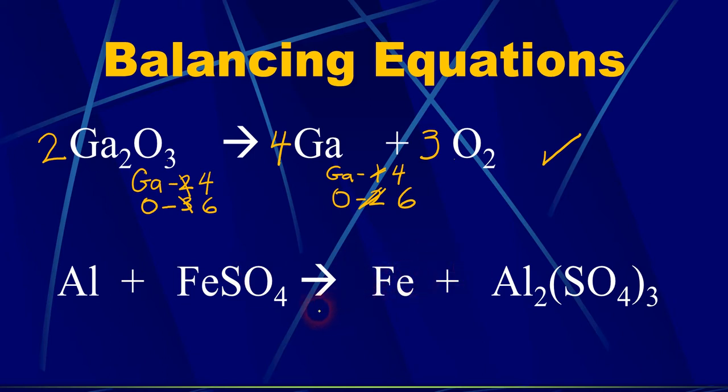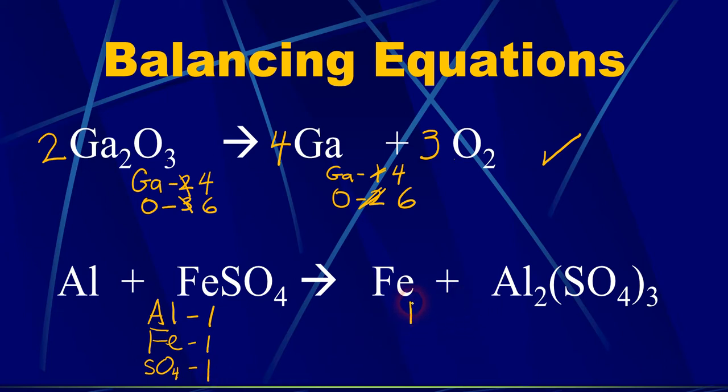Now the first thing I want you to notice is in this single replacement reaction, I'm going to actually treat the SO4 almost like it's its own element, because that makes things a little bit easier for us. For example, on the left, I have one aluminum, as you can see right here. I have one iron atom, and I have one SO4. Okay, that makes it a little easier. Now, you could say that there's one sulfur and 4 oxygens, but for me it's a little easier just to treat the SO4 like it's its own unit.